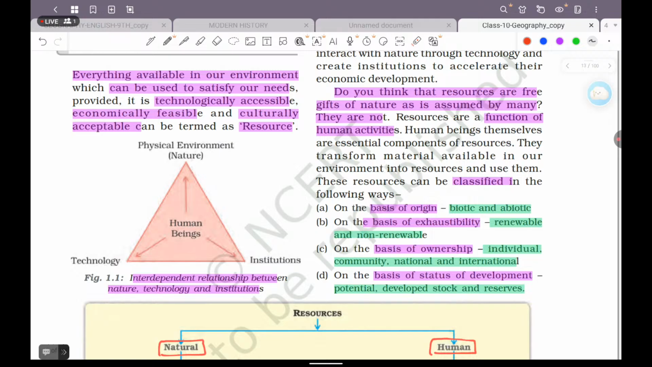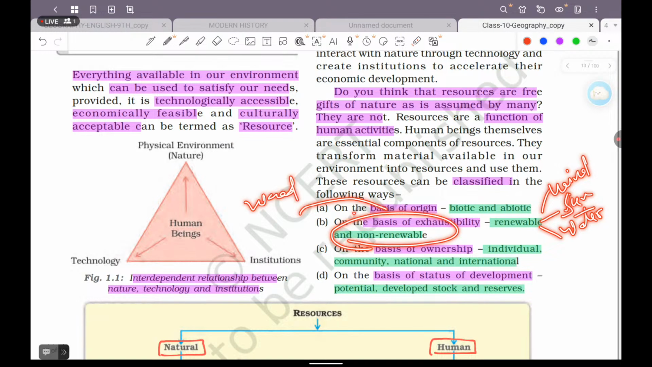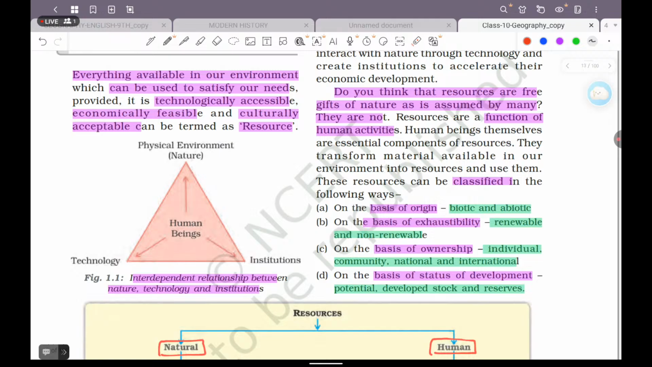So the renewable and the non-renewable. Renewable means that the resource can regenerate, like wind resources, sun, water; these are renewable. Whereas some of the non-renewables are like wood, petroleum, coal; these are the non-renewable resources.